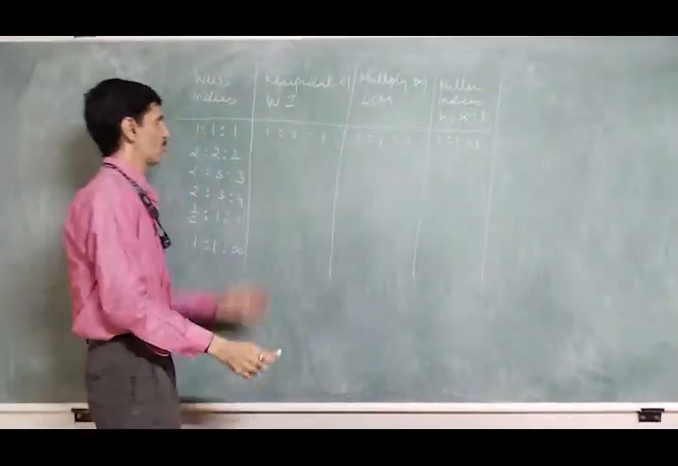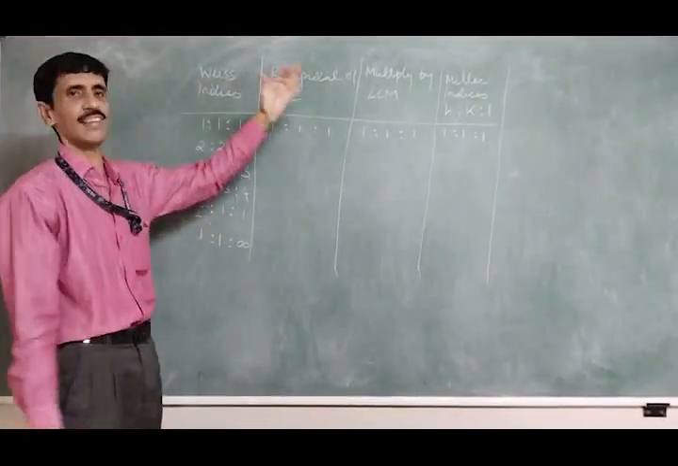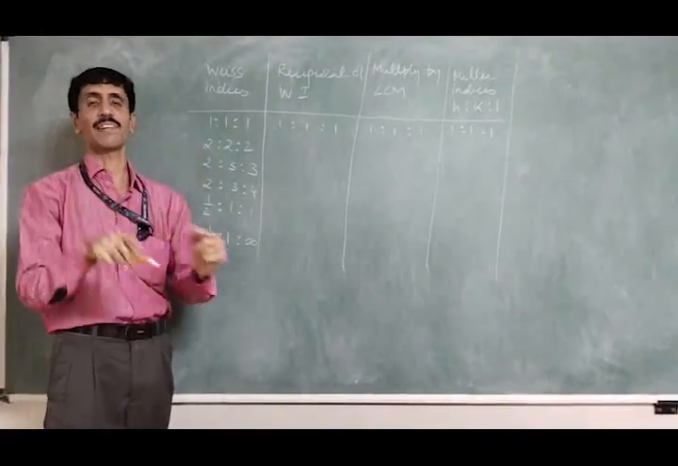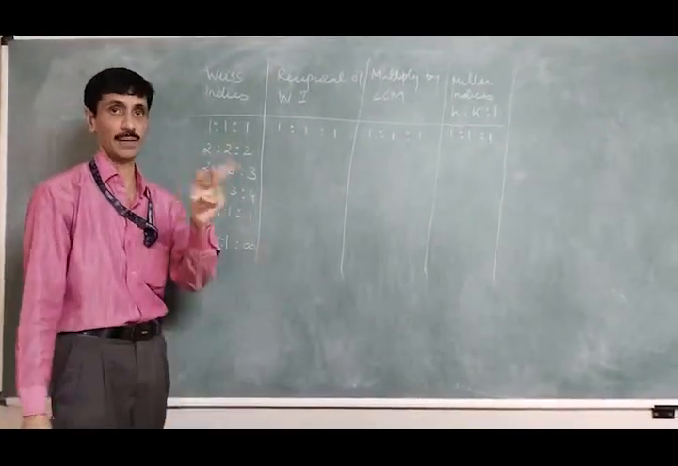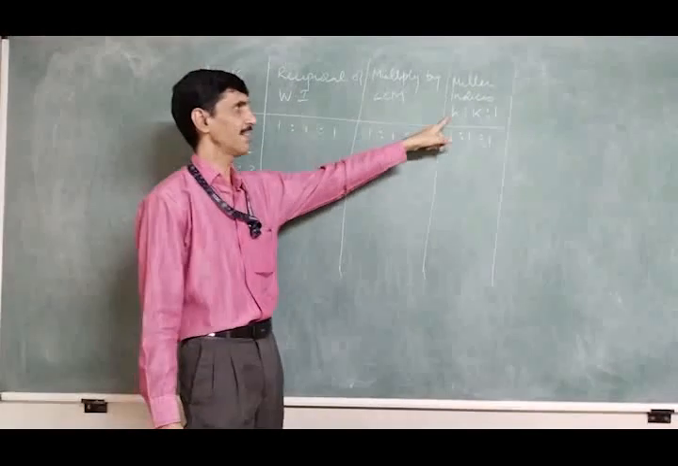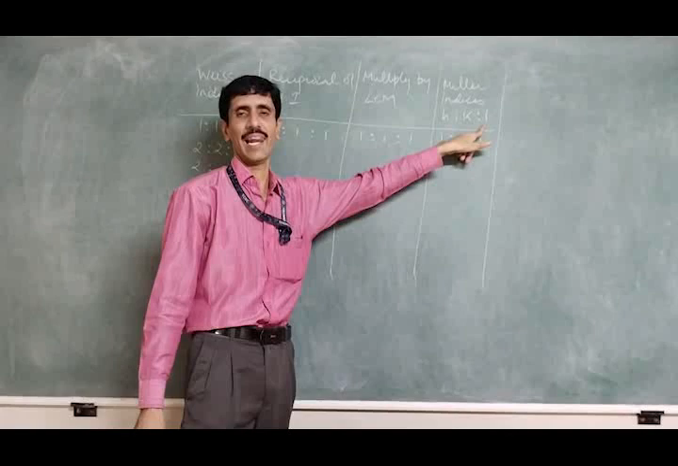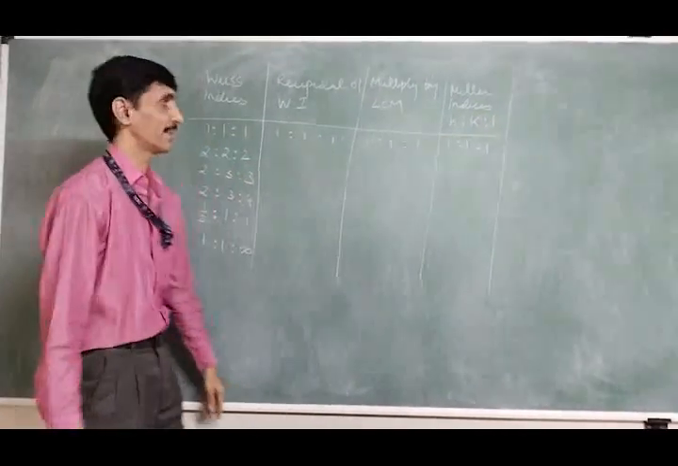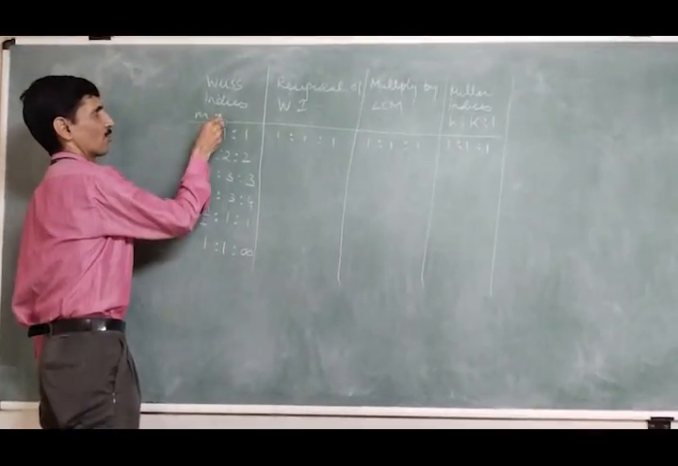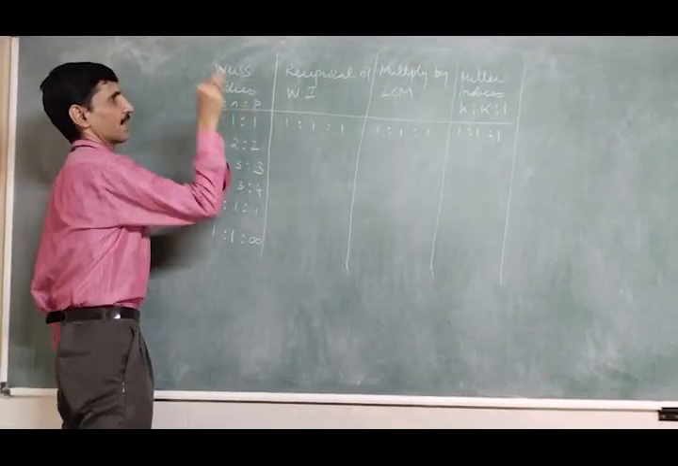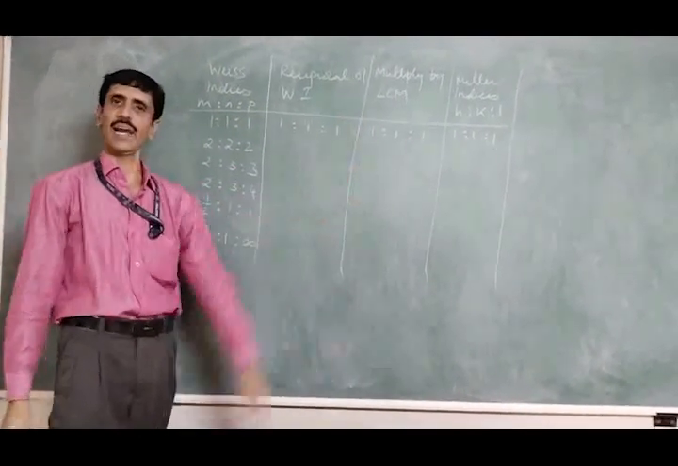Okay, the same indices. So, in most cases the Weiss indices is equal to Miller indices. That's why I purposely gave you this particular example. So, they can be the same also. One more important point is the Miller indices are represented by H:K:L. Okay, remember this, earlier it was M:N:P. Okay, so here it is H:K:L.